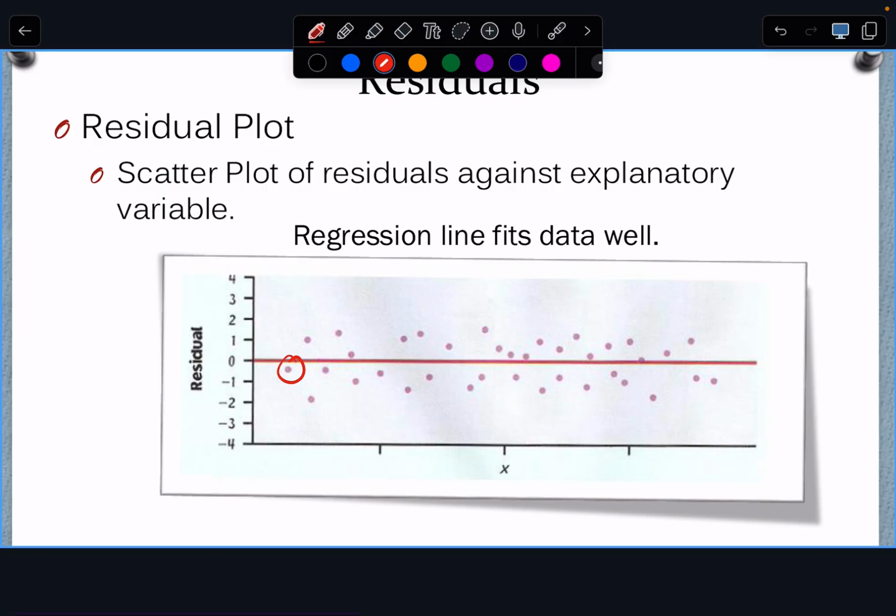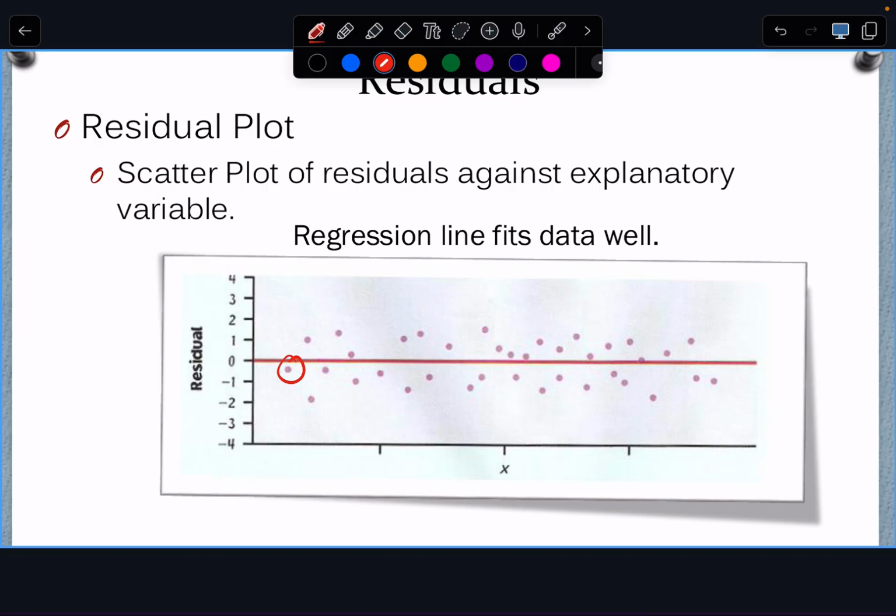Now what we're looking for are any patterns. If I see any patterns in my residual plot, then it means that I have a nonlinear association. If I don't see any patterns, if I just see a random scatter, like in this case, I have random scatter around the line all the way from start to finish. There is no pattern, there's no curve, there's no anything in there. If that's what I see, that's what we want. I want to see random scatter because it means my linear model is appropriate.